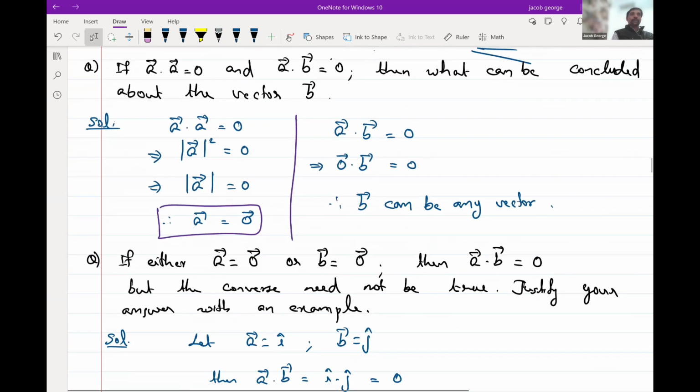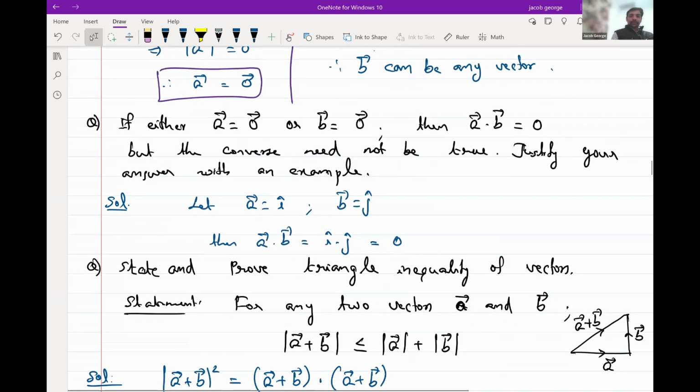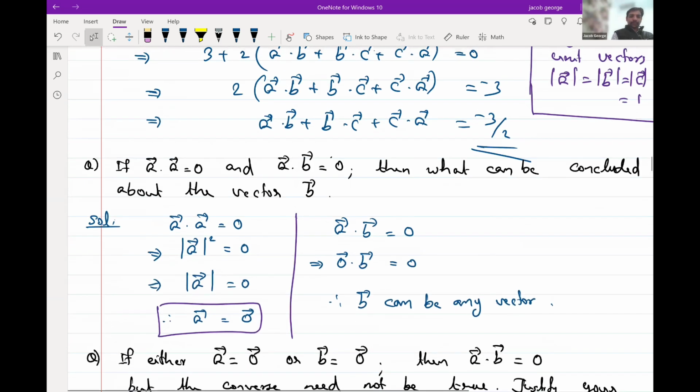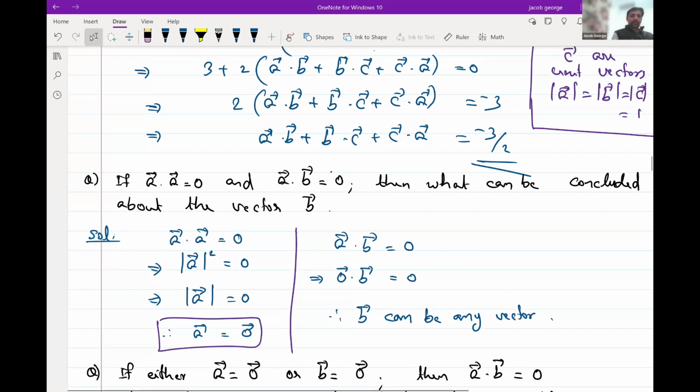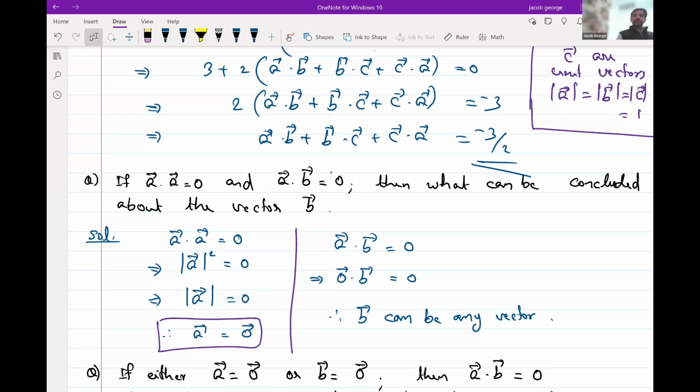We go through vectors, okay? Now, this is a question based on vectors. A dot A is 0, A dot B is 0. Then no need to write this again, just go through it.